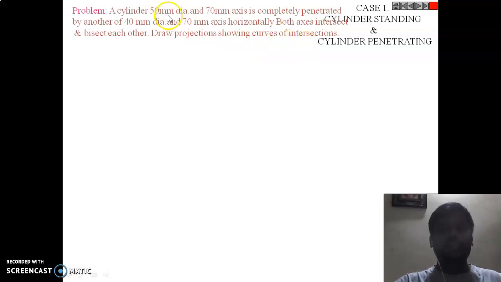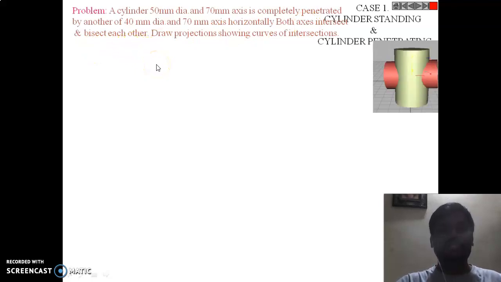In the given question, there is a cylinder of diameter 50 and axis 70, and another cylinder of 40 diameter and 70 axis. Both the axes are 70, and the first cylinder is a standing cylinder. Why? Because it is clearly given that the 40 diameter, 70 axis cylinder is horizontal. So the cylinder of 50 and 70 axis is a vertical cylinder, and the 40 and 70 axis one is a horizontal cylinder. It is also stated that both the axes intersect and bisect each other.